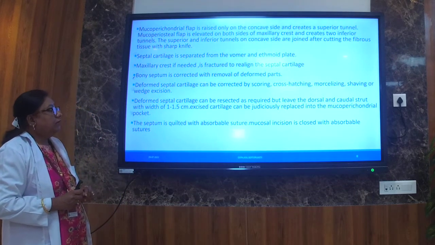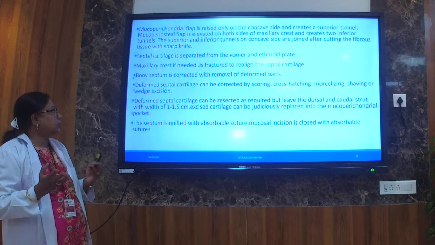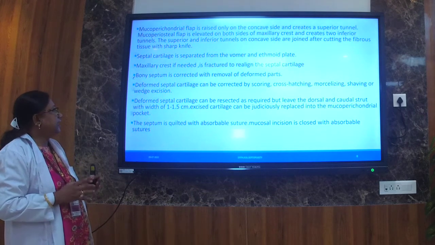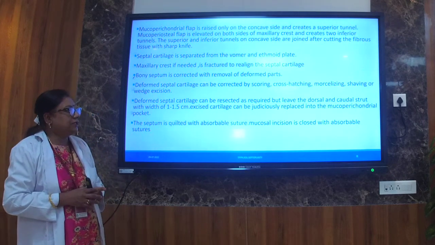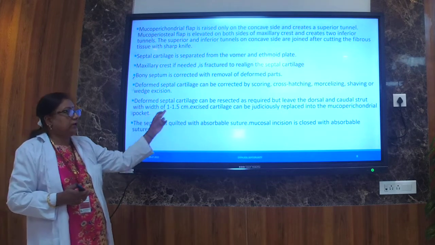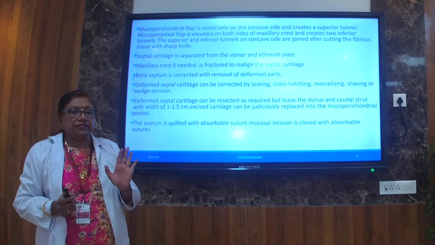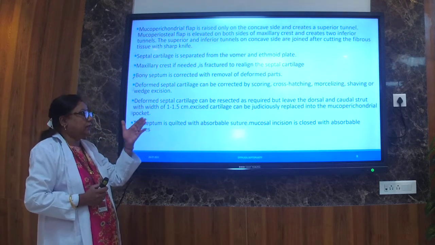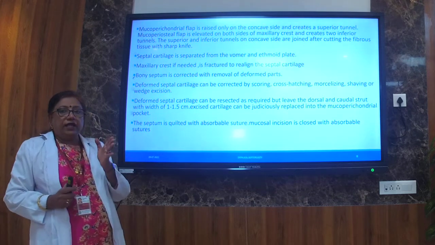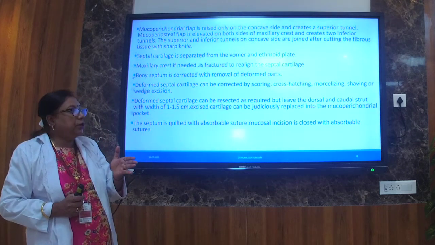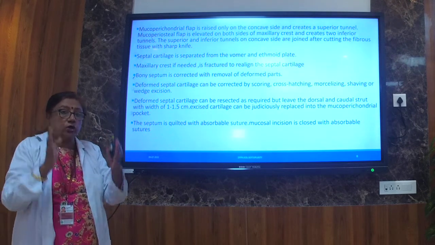So now, when it is resected and we leave the dorsal and caudal strut with a width of 1 to 1.1 centimeter, excess cartilage can be judiciously replaced. That is what I was telling you. We can replace it by correcting the deviation so that we will get good support to the septum. So this is how you do it, and where you will replace, again, in that mucoperichondrial pocket. Did you understand, students? So this is how you do it.